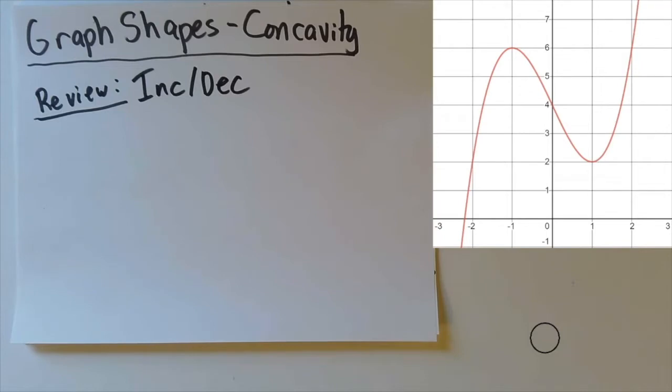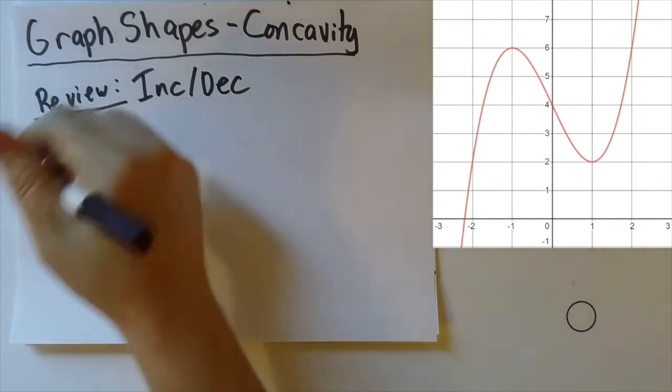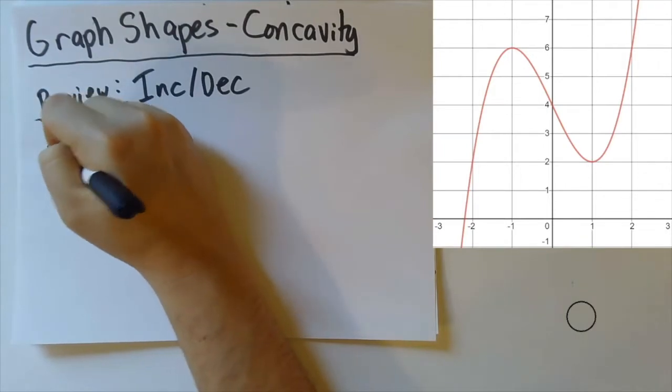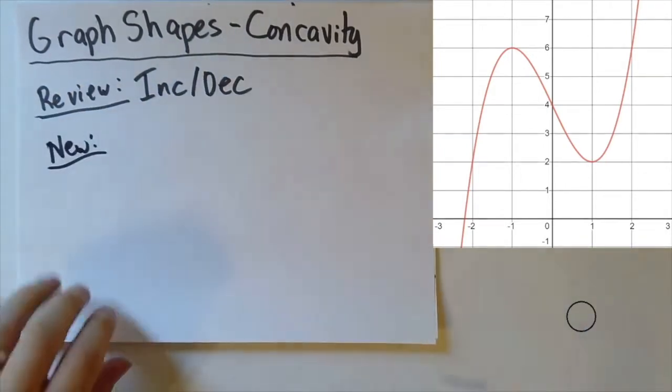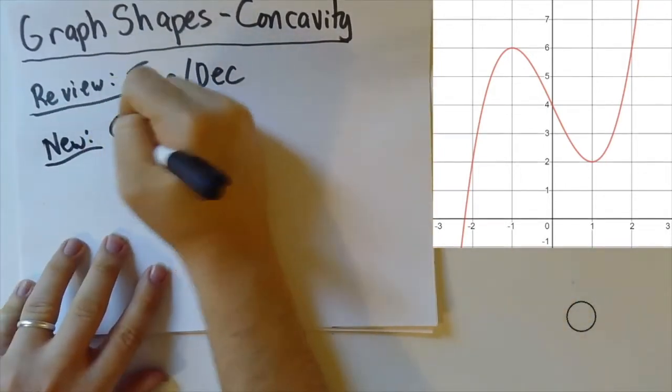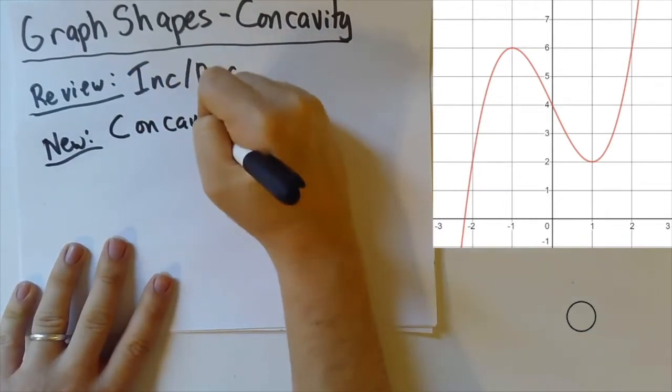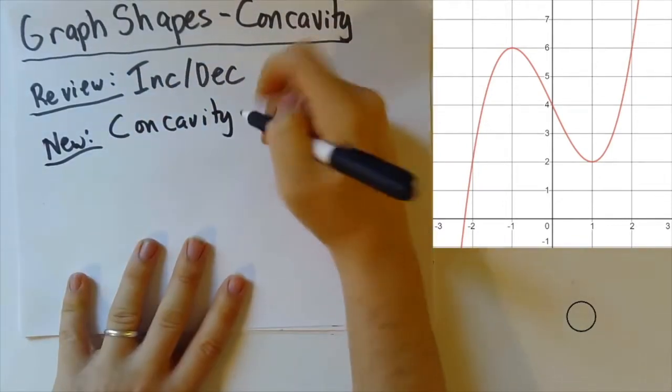And so if you look at the sample graph I have here, you can see it's increasing there, and it's increasing over here, and then it's decreasing in this area in the middle. And so we'll review how that's connected to various things. And then we'll start talking about this new idea that we haven't talked about before, namely concavity, which has to do with the way that the graph bends.